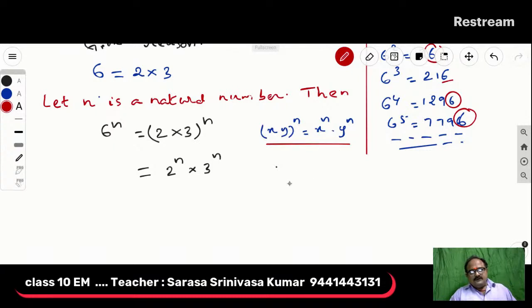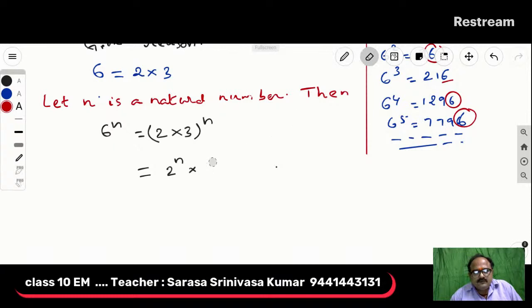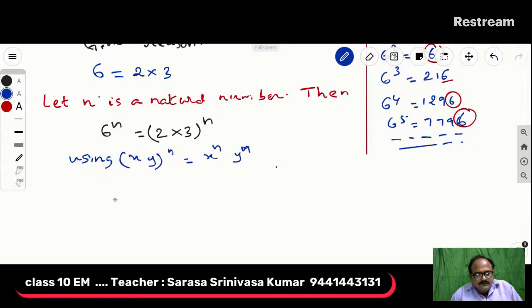Using this formula, we can write this step. So I write this step here. Using the (xy) whole to the power of n equal to x to the power of n y to the power of n formula, 6 to the power of n equal to 2 to the power of n multiplied by 3 to the power of n.